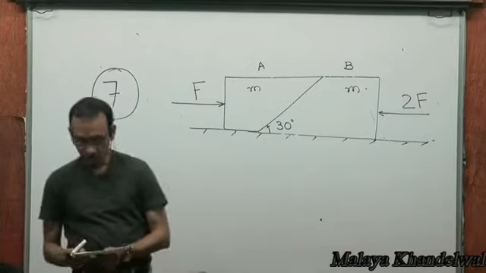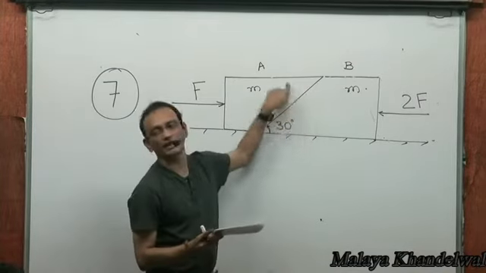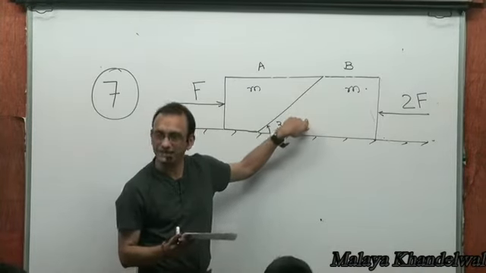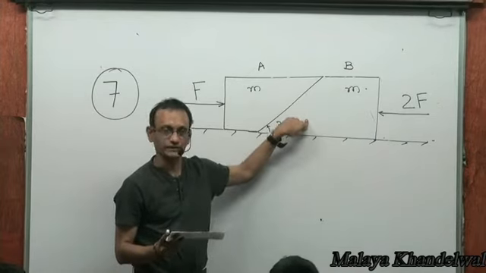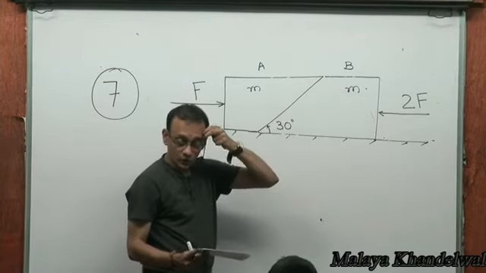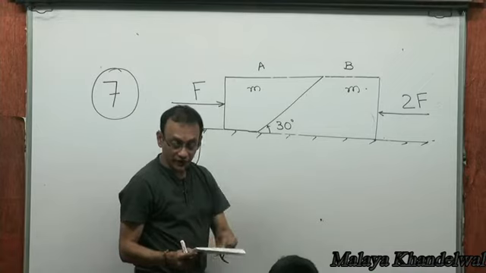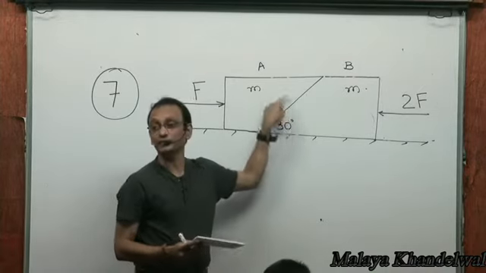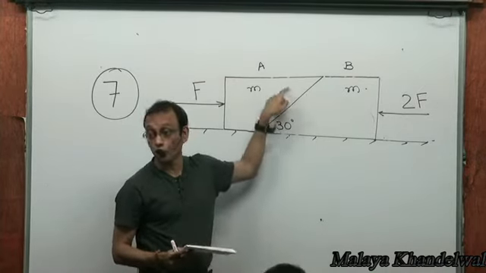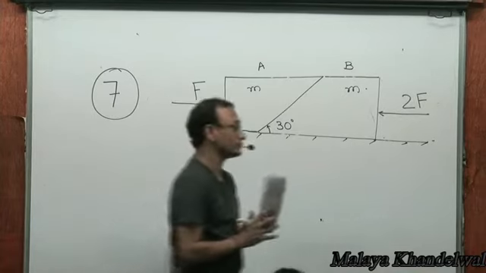Okay. In block A, there is no relative motion between A and B. That's given, and they maintain contact. We want to find the normal reaction between A and B. This is what we want to find.